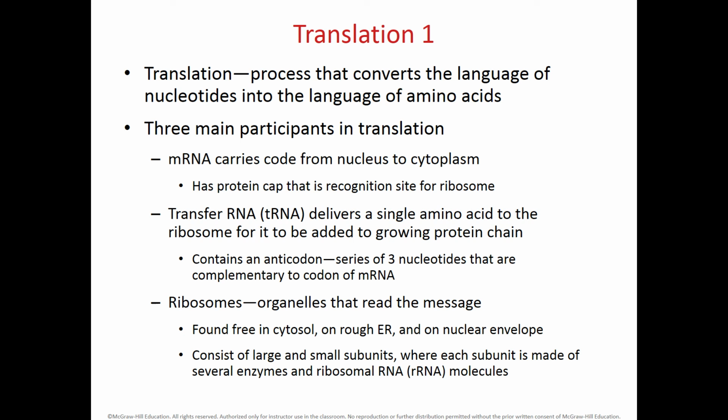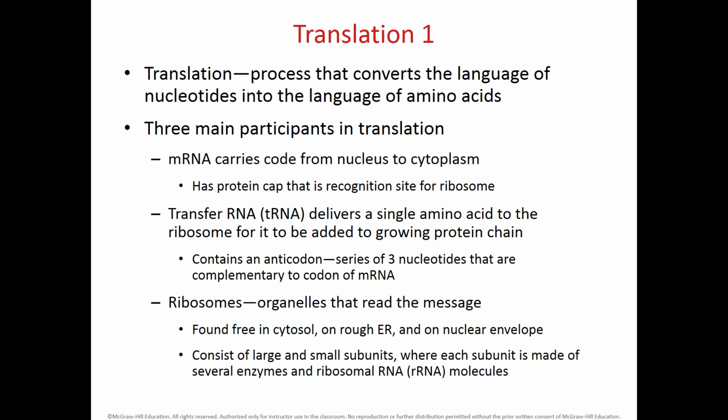So messenger RNA has a protein cap that is the recognition site for the ribosome, so that the ribosome can start making the proteins. And then the transfer RNA, or tRNA, will bring individual amino acids to add into the growing chain of proteins. This transfer RNA has a region called an anticodon that binds to the three nucleotides found in the messenger RNA. And this sequence of messenger RNA that codes for these amino acids is known as a codon.